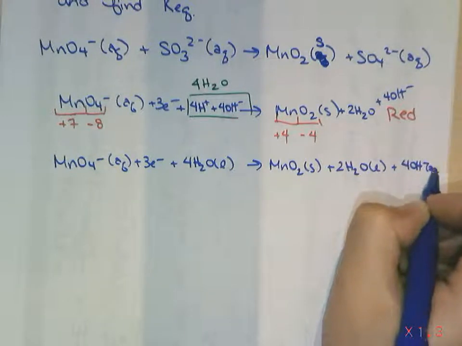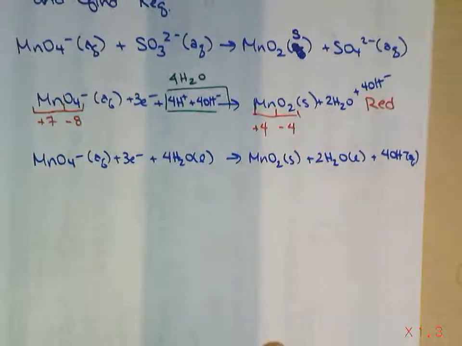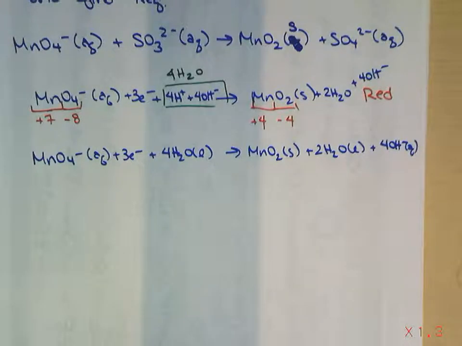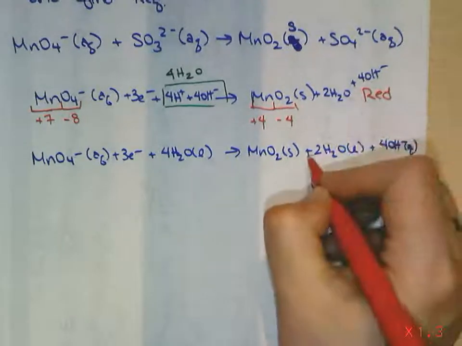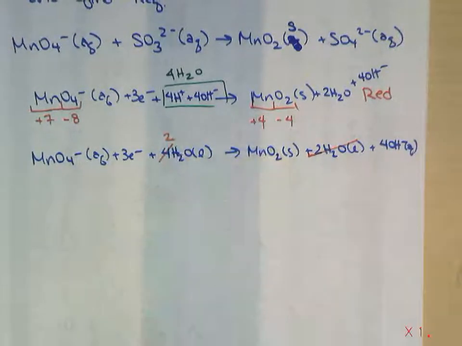What is one more step I can do to simplify this? Cancel what? Those waters. So those are all gone, and this changes to 2. All right, so now we're going to take a break, look at the other half reaction, and then come back to see how we can combine them.